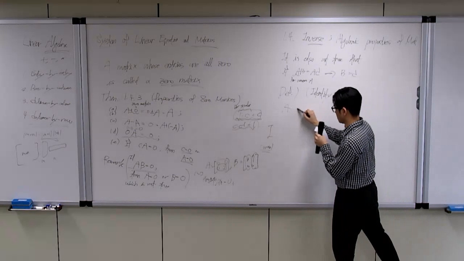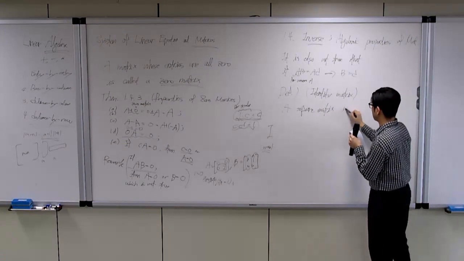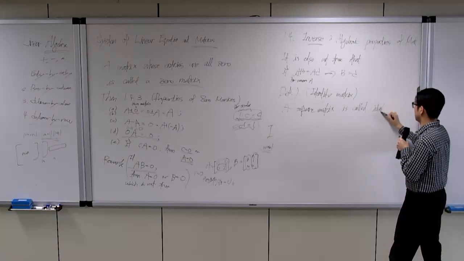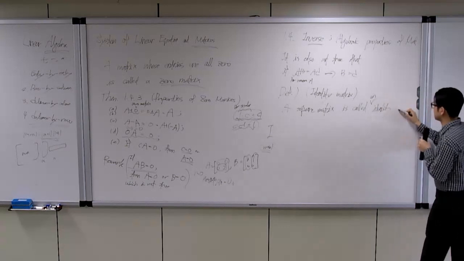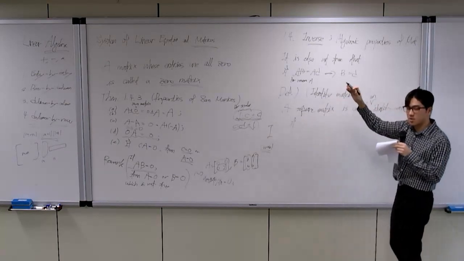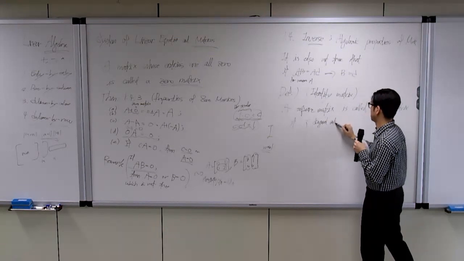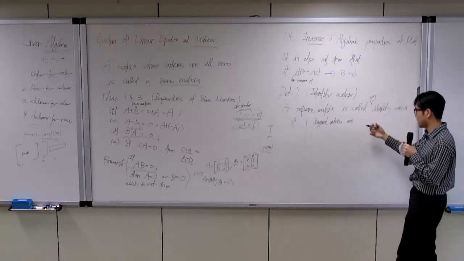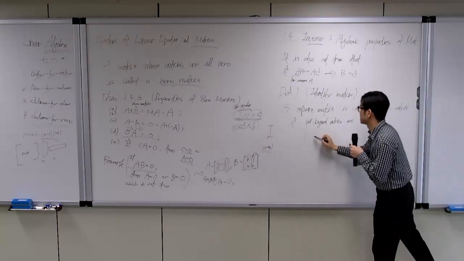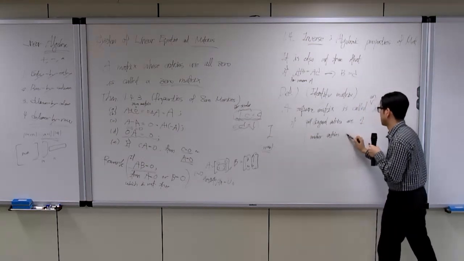A square matrix is called the identity matrix if all diagonal entries are 1 and all other entries are 0.